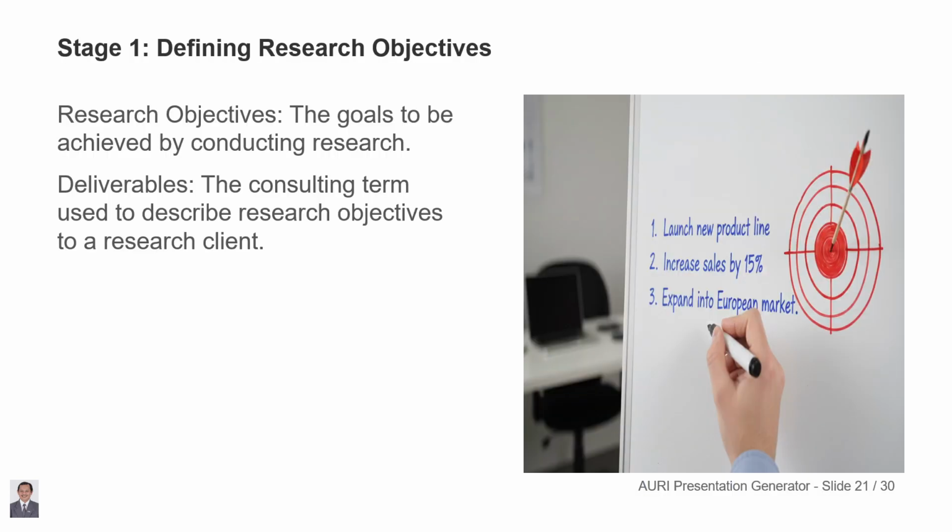Let's now focus on the very first and most foundational stage of the business research process, defining the precise research objectives. Research objectives are the clear, specific, and measurable goals we aim to achieve through our research. Having a well-defined objective is crucial, as it provides direction, scope, and focus for the entire project. This helps prevent aimless work and ensures relevance.